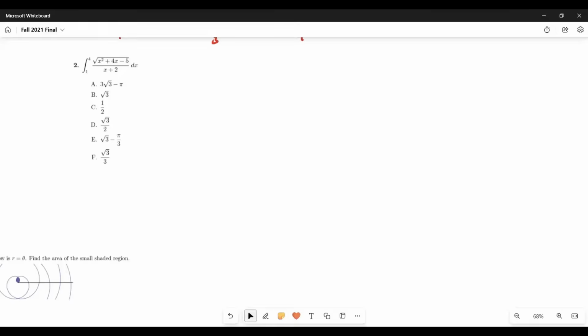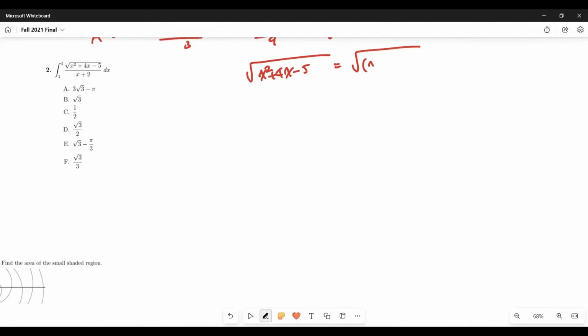Okay, this question asks to integrate the square root of x squared plus 4x minus 5 over x plus 2 dx. So I'm going to group the x squared plus 4x minus 5 into completing the square form. This is the same as x plus 2 squared, which is x squared plus 4x plus 4, and you have to add something to make it into negative 5. In order to make negative 5 equal to 4 plus a square value, the square value will be negative 9, so it's going to be x plus 2 squared minus 9.